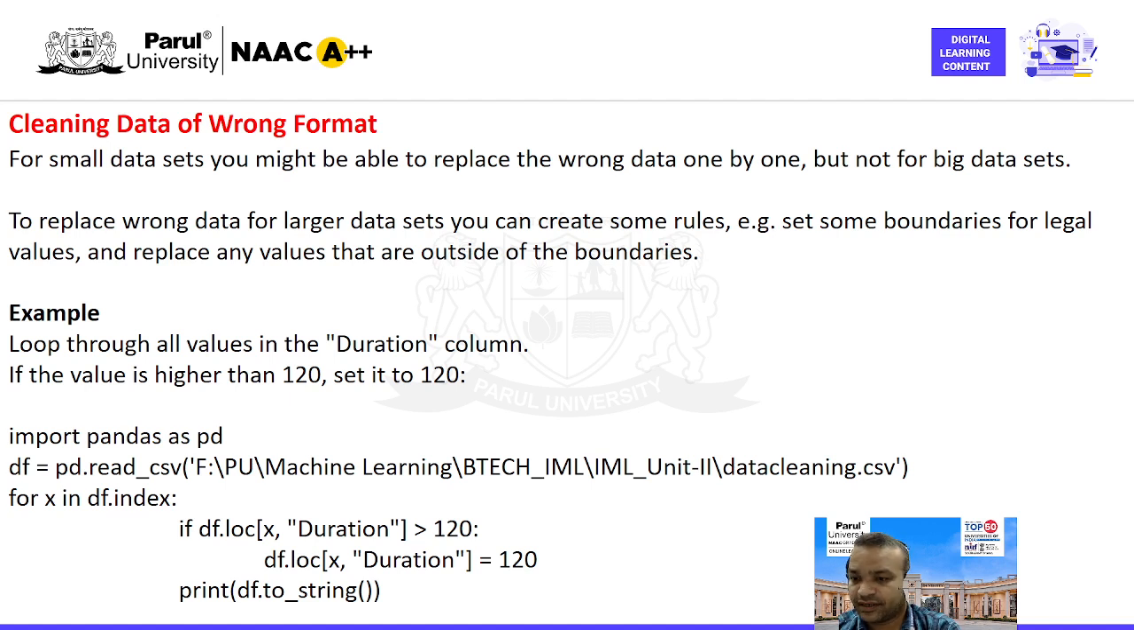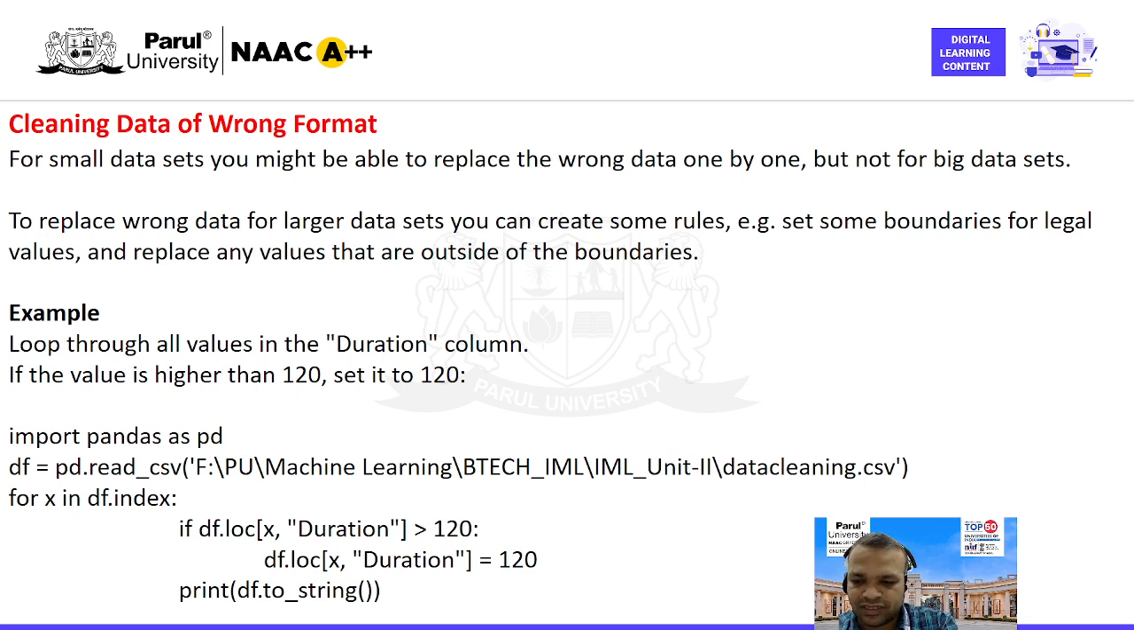With the help of the Pandas library. df equals pd.read_csv along with the path of your dataset. Now we use a for loop: for x in df.index. Firstly, we identify the location in the index of your data frame. x is the variable where we want to find the index of your data frame, in which we want to search the duration column.